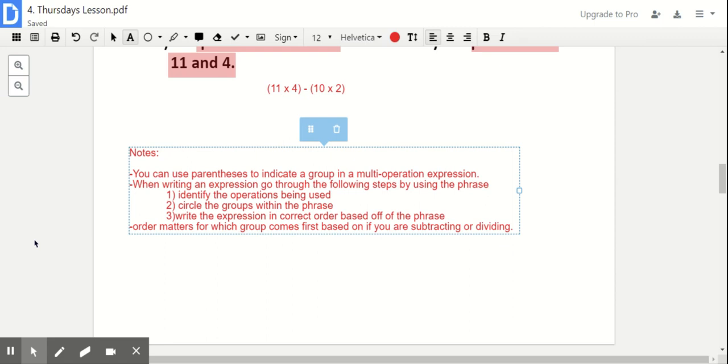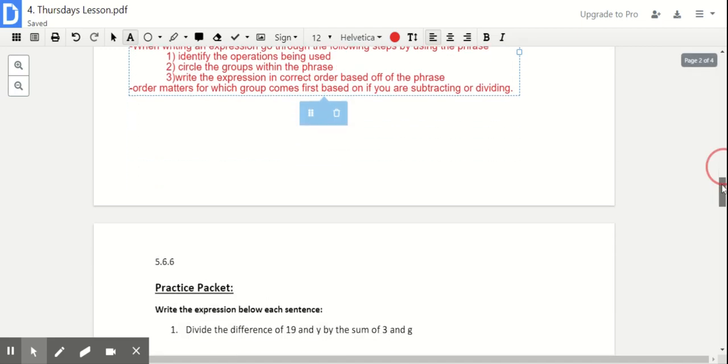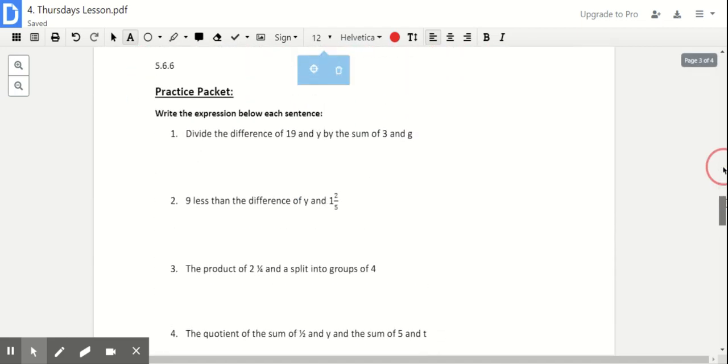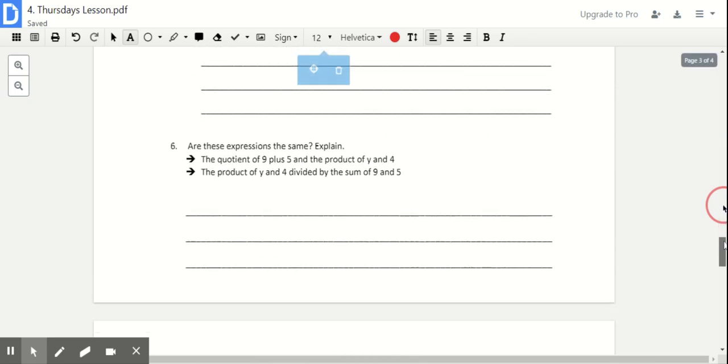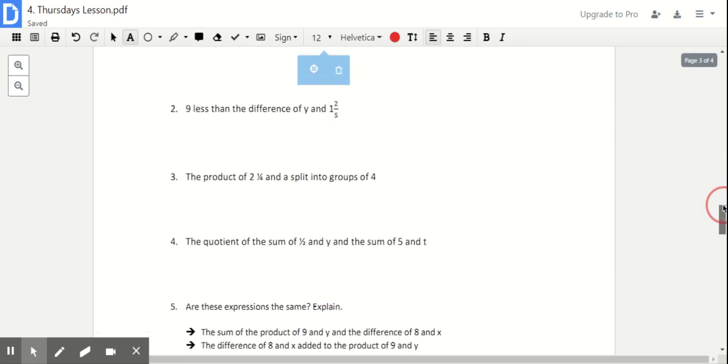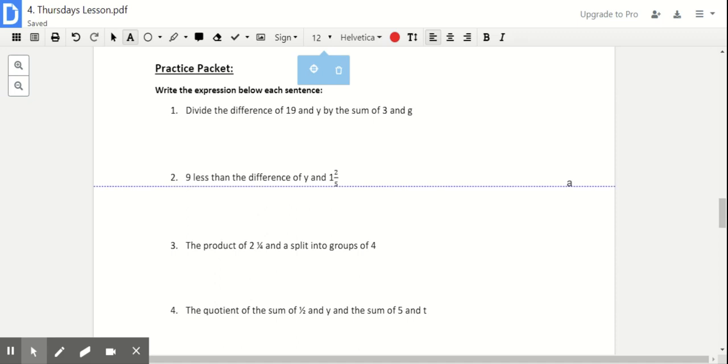All right, welcome back from writing the notes. You guys can now get started on the practice packet for today. Make sure you're reading carefully the instructions for the pieces in the practice packet. And then after that, come back here to go over your answers, and then you guys can get into the exit ticket. All right.